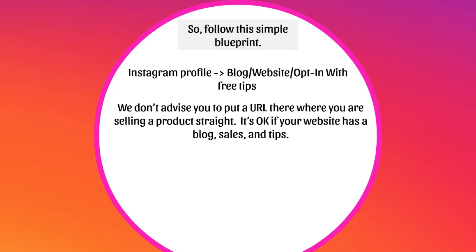So we don't advise you to put a URL there where you're selling a product straight. It's actually better if that link is going to your blog or a content piece with tips. Maybe tips on scuba diving, top 10 things you shouldn't do as a newbie scuba diver, or the top 10 gears that I use. So if you think about that, you're telling them the gears that you use, and maybe you link them to affiliate links like Amazon affiliate links.